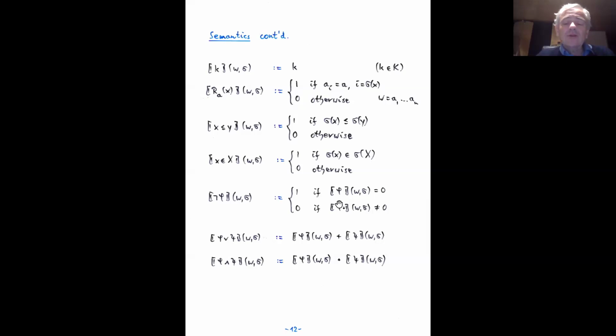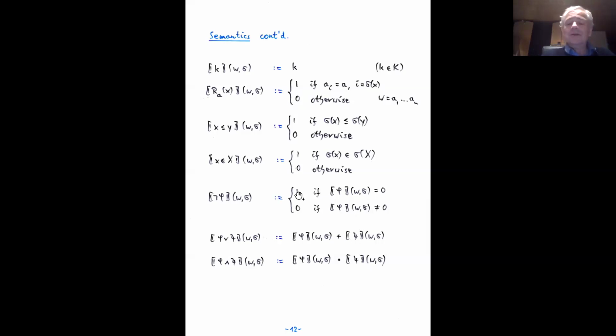Negations, how do we do negations? By induction, if phi has value 0, then we put 1. And if phi does not have value 0, like, for instance, in the natural numbers, it could be 5, then the value is 0. So note that double negation does not give the same result, because if we start with 5 and negate it, we get 0. And then if we negate it again, we get 1.